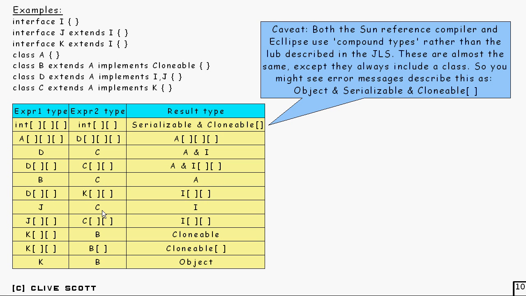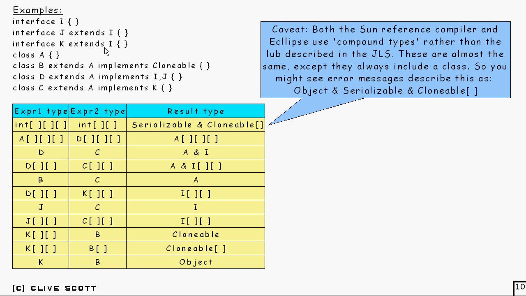J and C. J extends I, C extends A, implements K, K extends I, so it's just I in common between J and C. What about if we make those multi-dimensional arrays? Then you just make this side a multi-dimensional array.